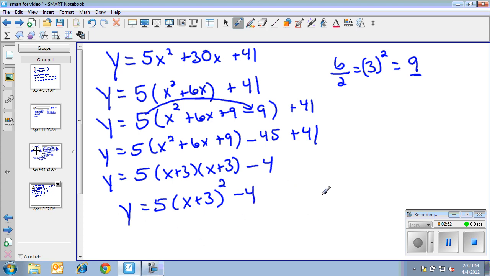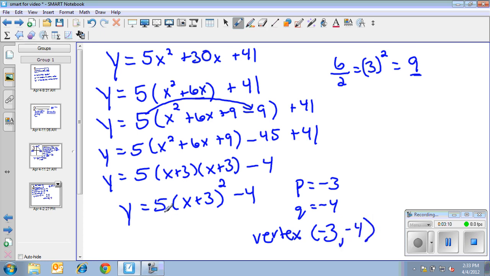So in this case, my p-value would be negative 3. Q is negative 4. So my vertex coordinates are negative 3, negative 4. And my a value is 5, so this means that our graph opens upwards.